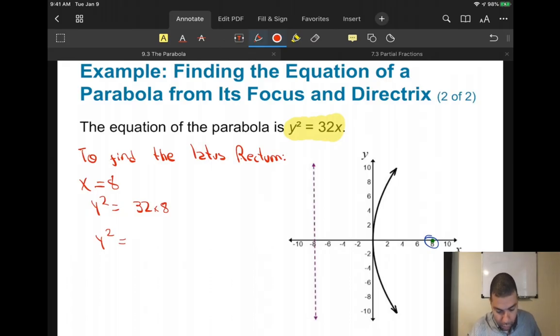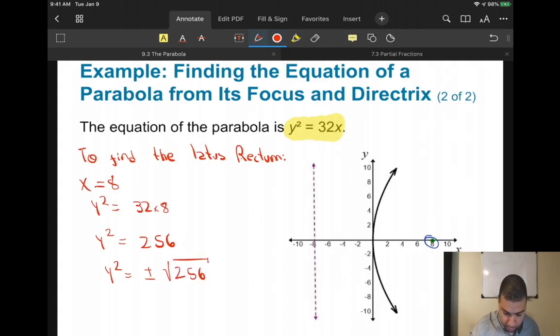So it's times 2, 3 times, right? So 64, 128, 256. So y squared equals, so y equals plus or minus the square root of 256. Sorry, also messed up the square here, right? Okay, so what's the square root of 256? Is it 16?